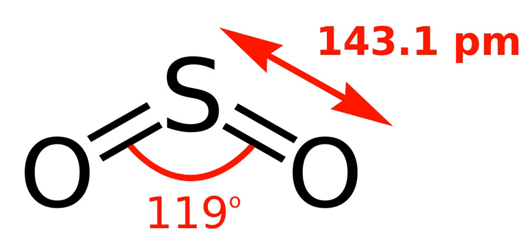4FeS2 plus 11O2 yields 2Fe2O3 plus 8SO2. 2ZnS plus 3O2 yields 2ZnO plus 2SO2. HgS plus O2 yields Hg plus SO2. 4FeS plus 7O2 yields 2Fe2O3 plus 4SO2.